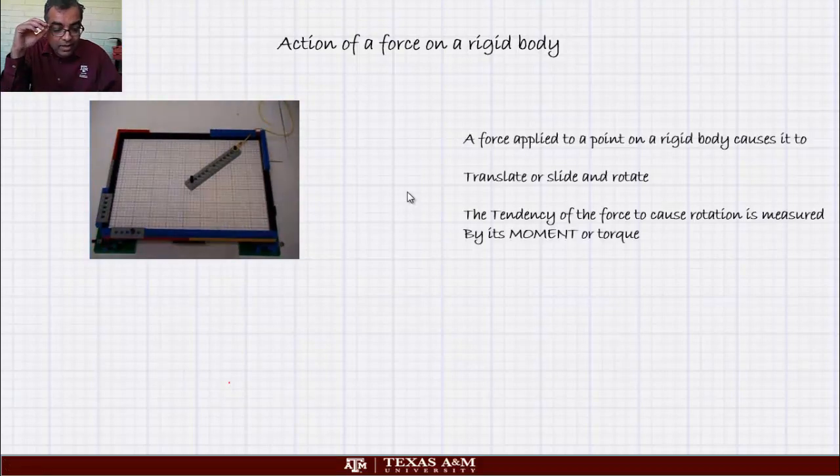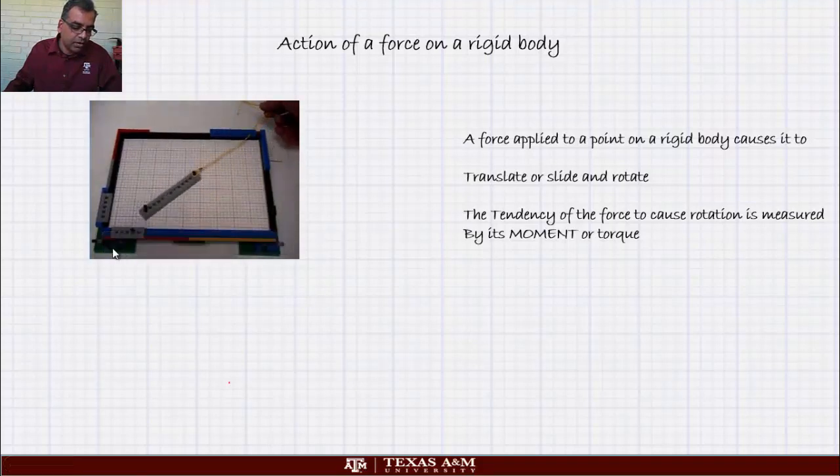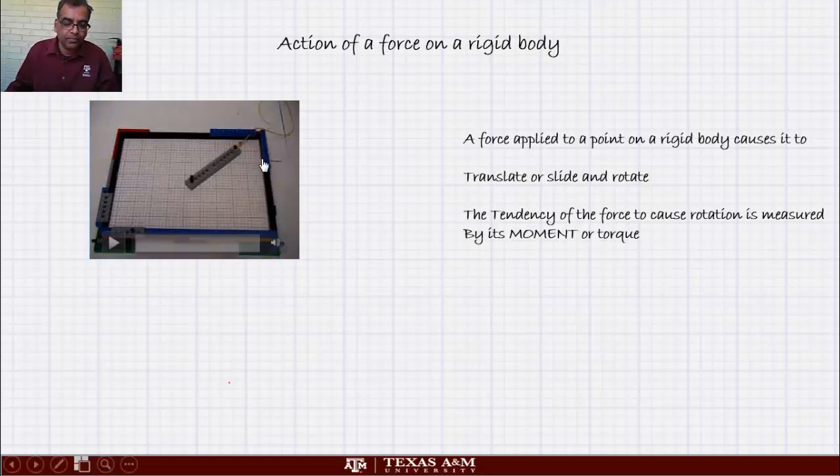But what I want you to realize is that when a force is applied to a point on a rigid body, it will do two things, not just one thing. It will not only make it slide, it also makes it rotate. The tendency of the force to cause it to rotate is called the moment of a force, or torque. You could see that when we did this, no? Watch, I'll play this again. You will see, first it rotated and then it slid, although the force was the same. Why it first rotates and slides, we'll leave it to Newton. But I just want you to understand that the tendency of a force to cause rotation is called the moment of a force. Okay?